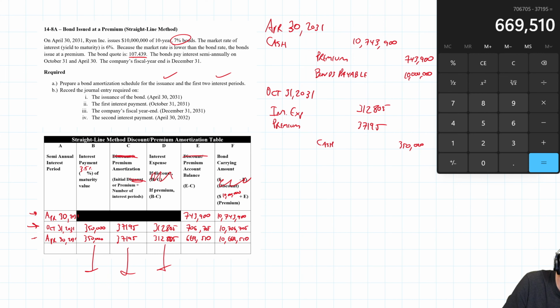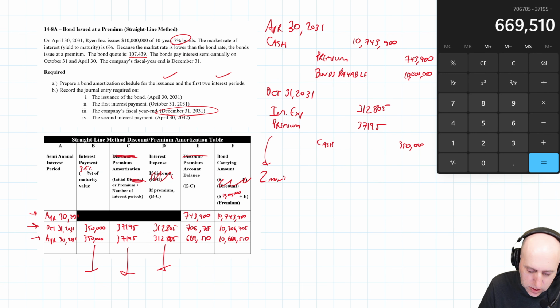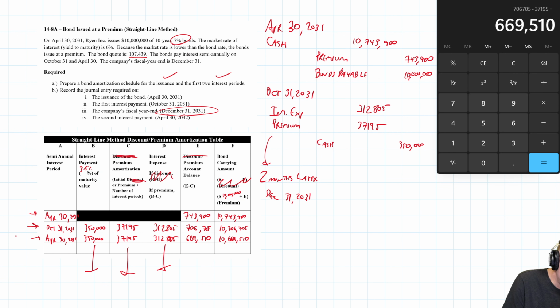Now, from October to April, well, there's a date in the middle, December 31st. This is a 6-month period covered in this line, November, December, January, February, March, April. So it covers those 6 months between October and April. But we are only interested in 2 months, right? 2 months later, it's December 31st, 2031. So we take this information and we take the first 2/6 of it. We've already done this line. We've already done this one. So we're on to the next one and we're taking 2/6 of that.